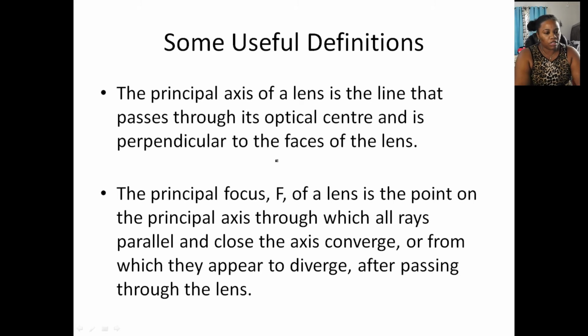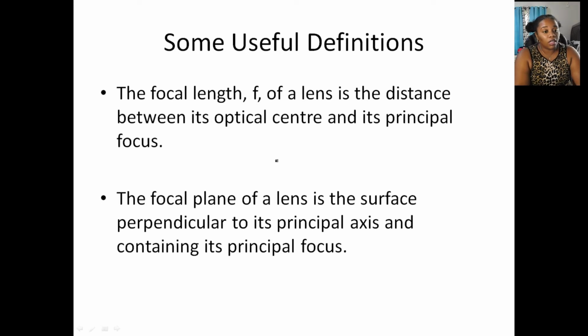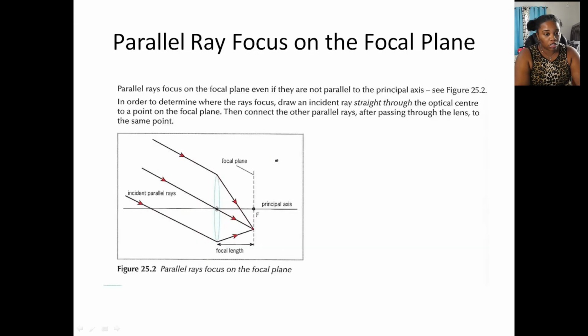The principal focus F of a lens is a point on the principal axis through which all rays parallel and close to the axis converge, or from which they appear to diverge after passing through the lens. Focal length of a lens is the distance between its optical center and its principal focus. The focal plane of a lens is the surface perpendicular to its principal axis and containing its principal focus.